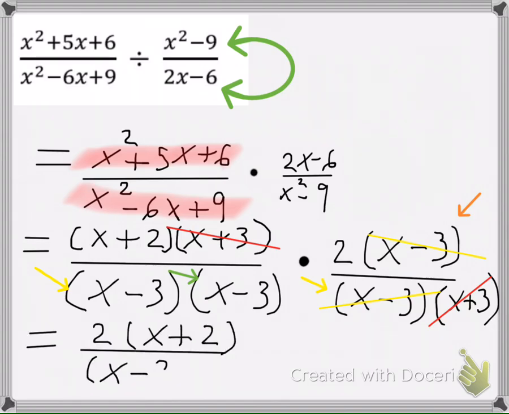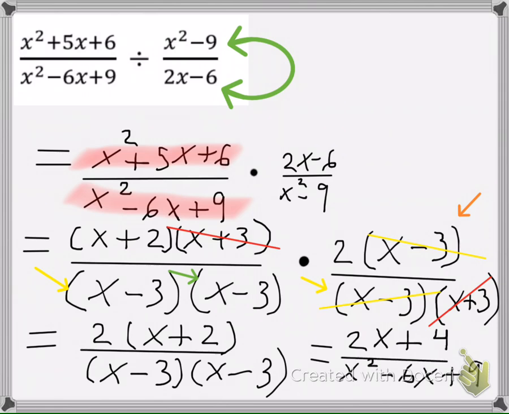So it gives me 2 times x plus 2 over x minus 3 times x minus 3. And then I can either keep it in this factored form or fully expand it by multiplying the x minus 3's together and multiplying the 2 back in. So these are both your final answers.